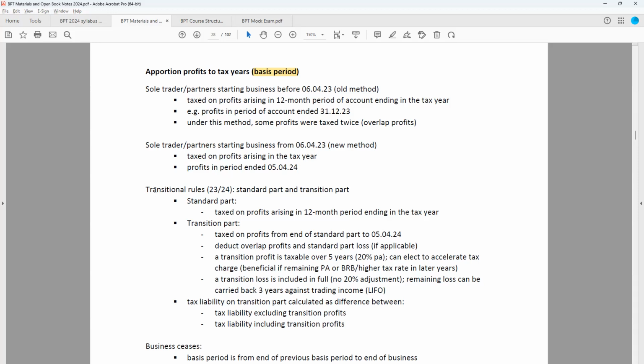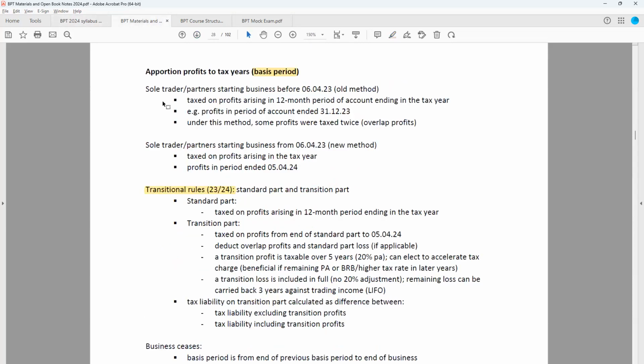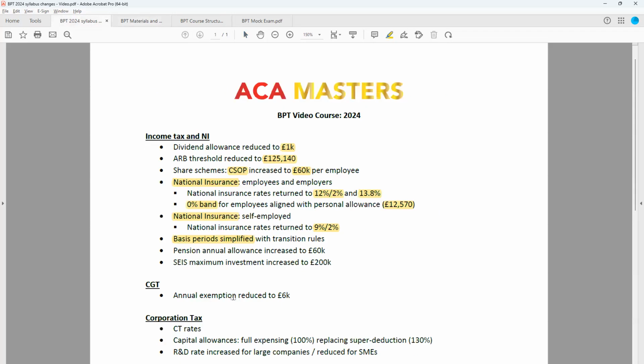However, and perhaps unfortunately for you, there are some transitional rules to move from the old basis to the new basis. But again, these would be some very detailed calculations. I think it's unlikely we're going to see a very detailed calculation of this in the BPT exam. And once again, something very detailed, I'd definitely be looking that up in the exam and then just following this through and applying it to the numbers given in the scenario.